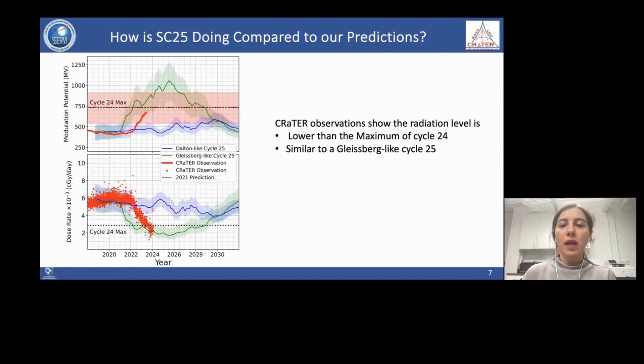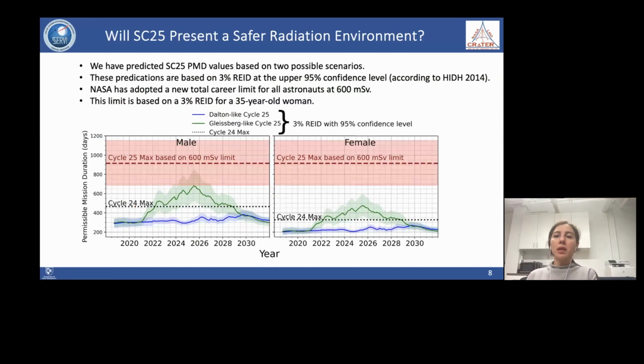So far what we have seen is that the radiation level is lower than the maximum of cycle 24, and it's very similar to a Gleissberg-like cycle 25. So from here, we want to see if cycle 25 will present a safer radiation environment in general.